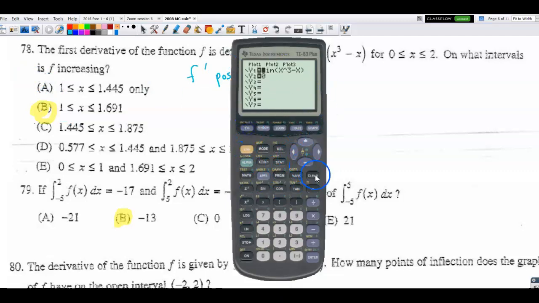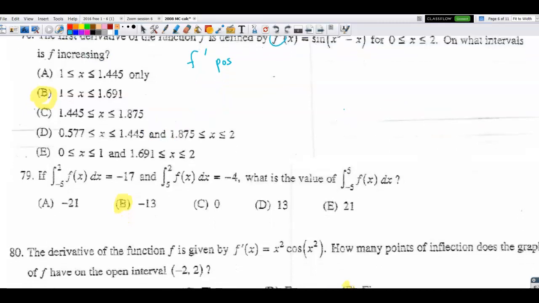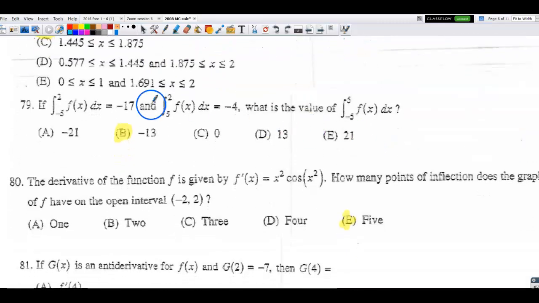All right, so let's get rid of that. For the next time we need the calculator, second quit, and let's go back to the screen. Number 79. If the net accumulated area from -2 to 5 of f of x, so I like to draw my graph. This would be my f of x.